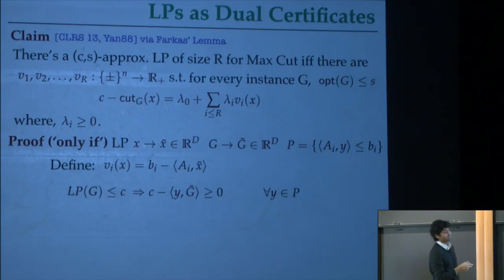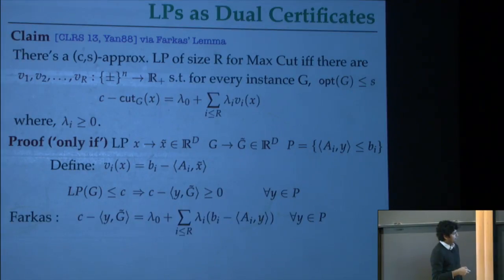So these are functions, and I'm going to show you that in terms of these functions I get a proof of non-negativity of C minus the cut function, okay. So the LP proves to me that the maximum cut in G is at most C, or the LP value is at most C. This means that C minus y dot G tilde, where G tilde is the linearization of the graph G, is always non-negative for every y in the polytope, right. Now Farkas lemma says, so this is an inequality that holds for every y in the polytope. Farkas lemma says that any inequality that is true over all the polytope can be written as a non-negative linear combination of the defining inequalities of the polytope, okay.